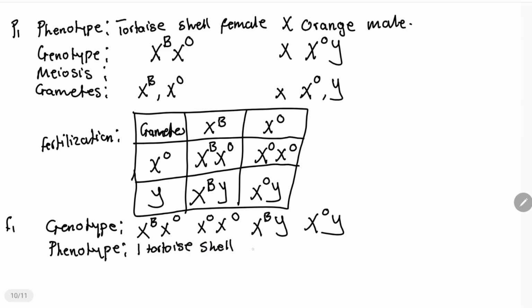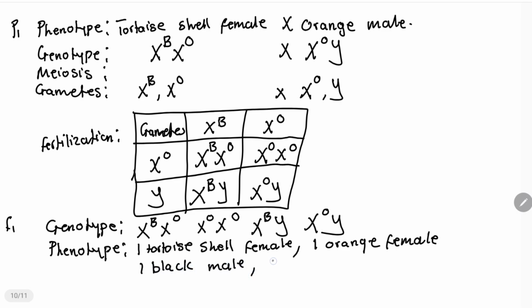tortoiseshell female. 1 tortoiseshell female. And then 1 orange female, right? And then 1 black male, and then finally 1 orange male. But the question asked us to show the phenotypic ratio.